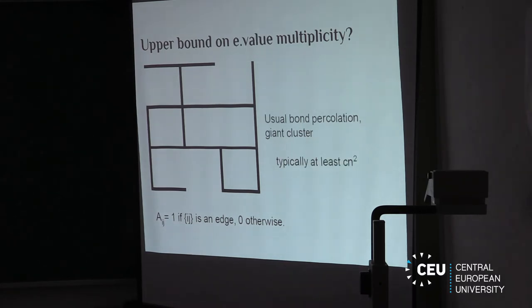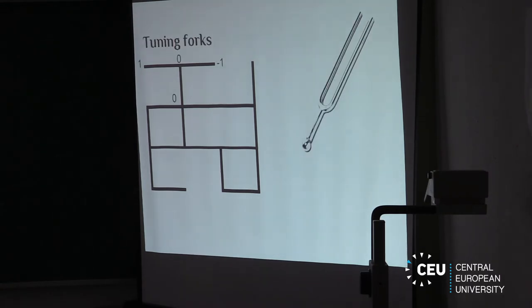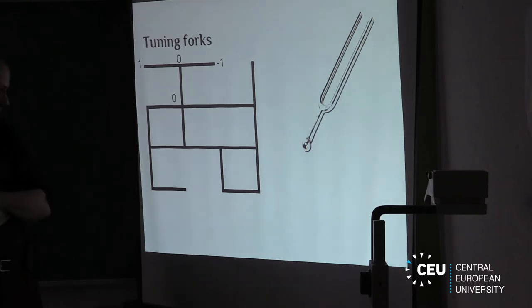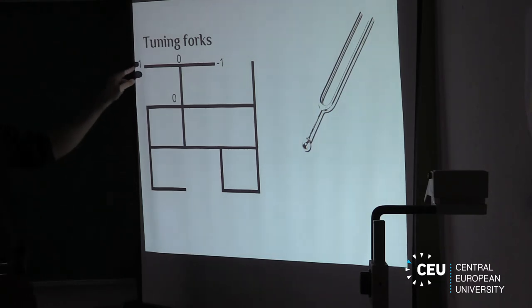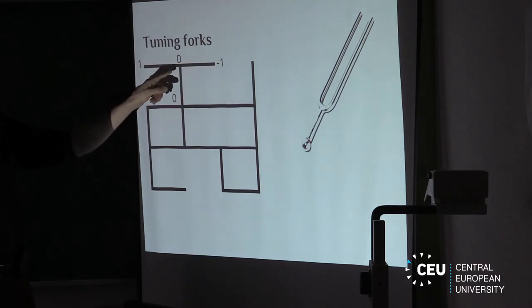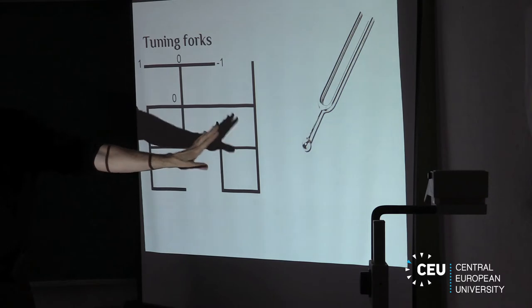So let's first look at bond percolation. What I claim is that in this model, in the limit, there are going to be some atoms. Why? The reason for this is called a tuning fork. So what is a tuning fork? Well, here is one. This is an eigenvector with eigenvalue 0. What does it look like? It puts 1 here and minus 1 there, puts 0 in the middle, and 0 everywhere else. Wherever I didn't write the number is 0.